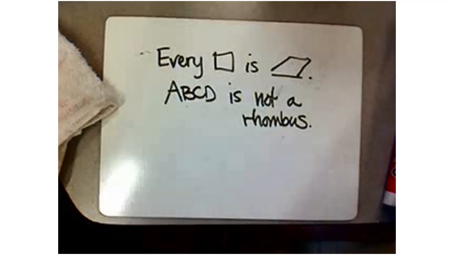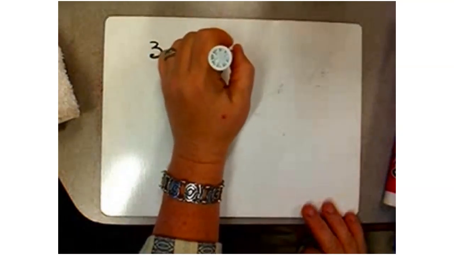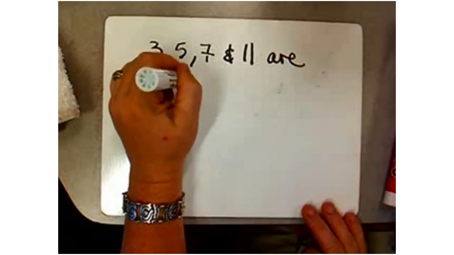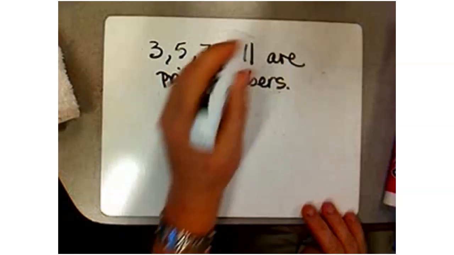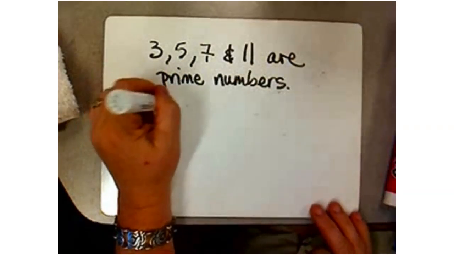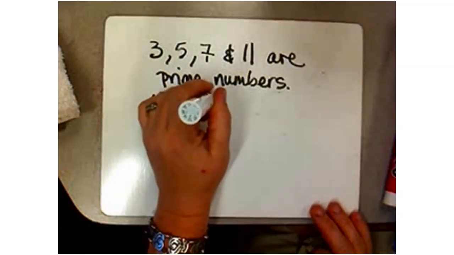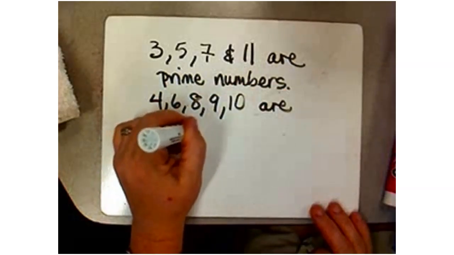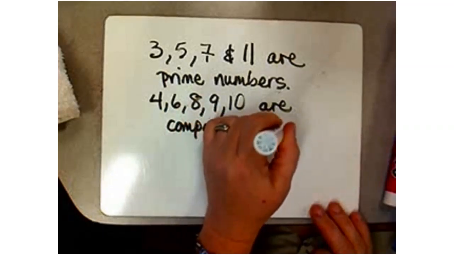All right, here's a question for you. 3, 5, 7, and 11 are prime numbers. Do you agree? Yes. What is a prime number? That's a number that can only be multiplied by one and itself. Good. 4, 6, 8, 9, and 10 are composite numbers. Those can be multiplied by different multiples. Good. Factors, yeah.